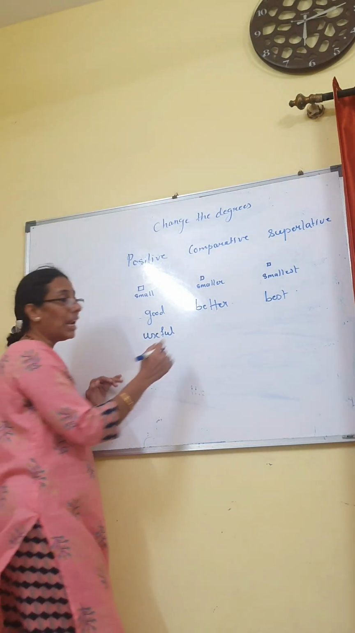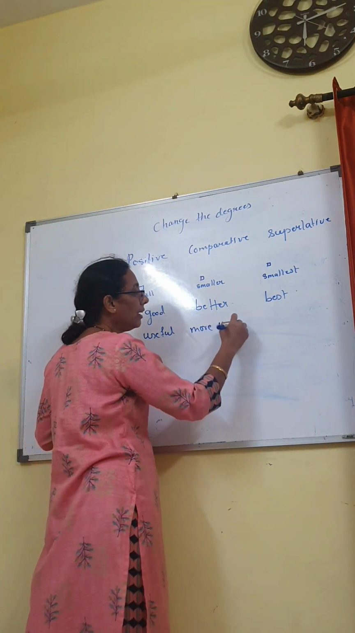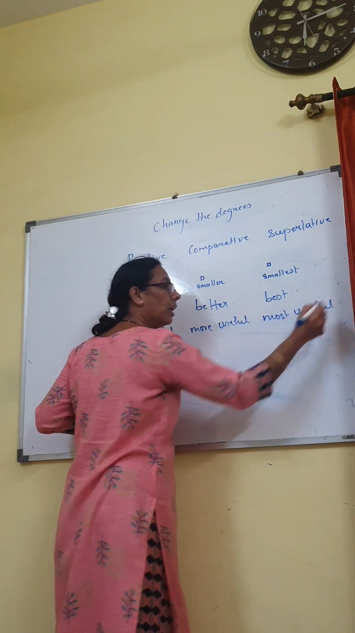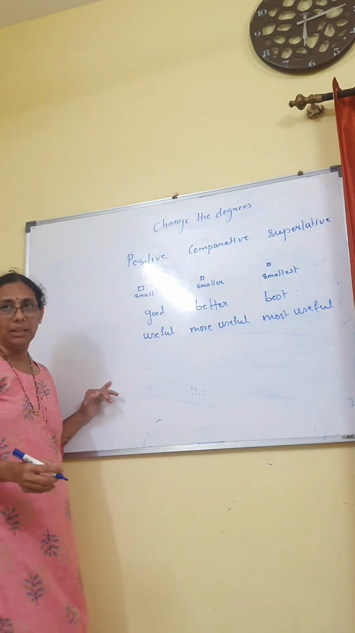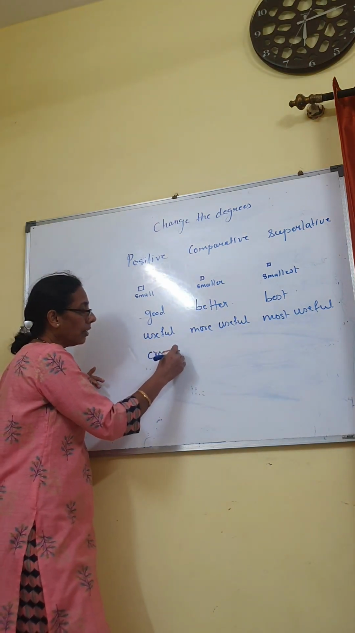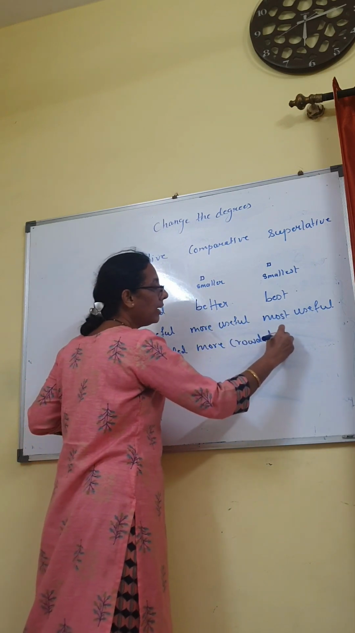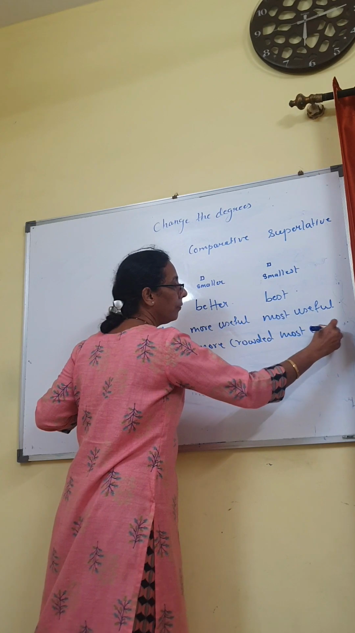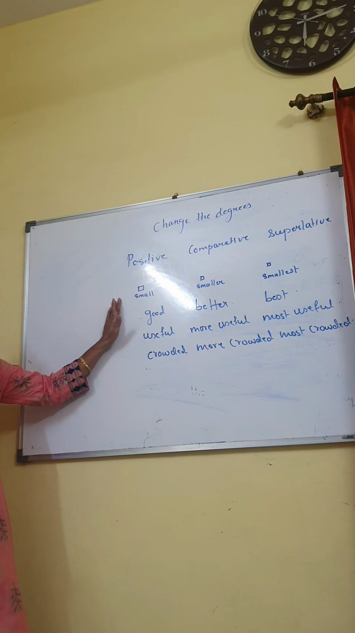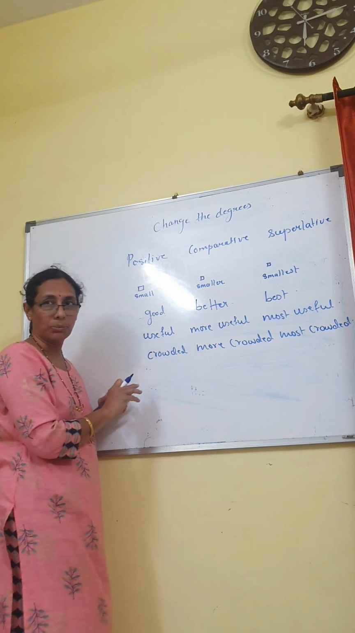Also if I say useful, here useful is going to take more as its degree: more useful and most useful. Yes, even beautiful will take the same thing. Or crowded. So this is a crowded place, this is more crowded and most crowded. So you have to keep in mind that every adjective is not going to be changed by adding ER or EST. Some have different forms.